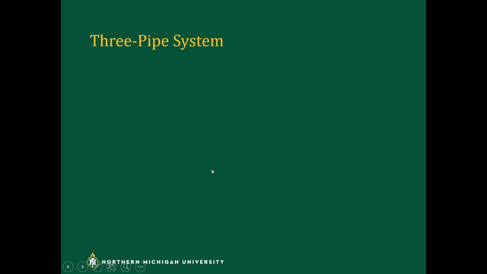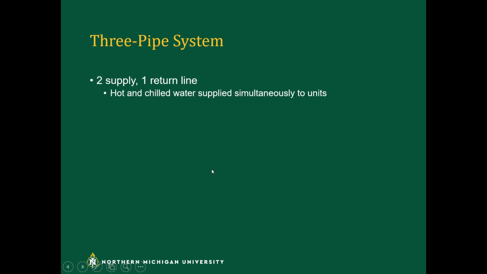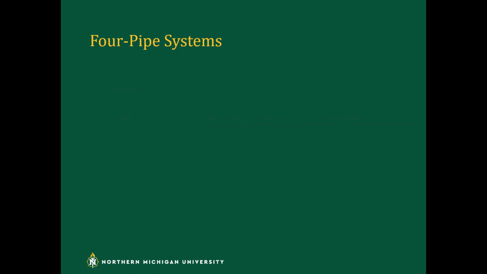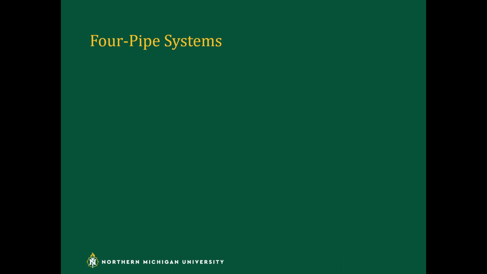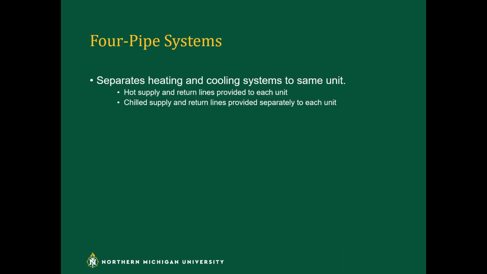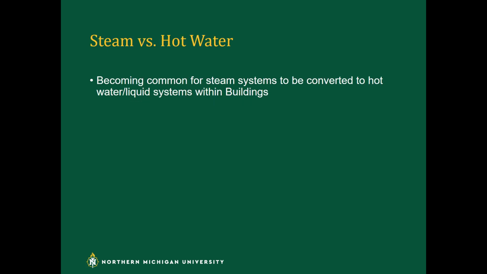Now you can also get 3-pipe systems too. This is where we have two supply, one return, used where heating and cooling is required for different parts of the units. We have 4-pipe systems where we're basically separating heating and cooling, so we have return and supply for both heating and cooling in that system. So we're basically talking a two-pipe system at that point. And that's pretty much all I want to talk about there.